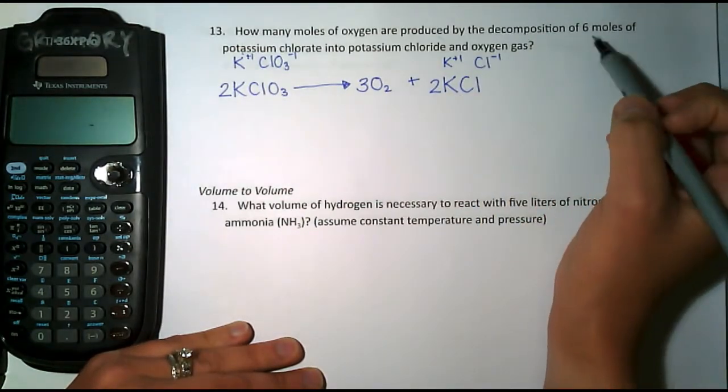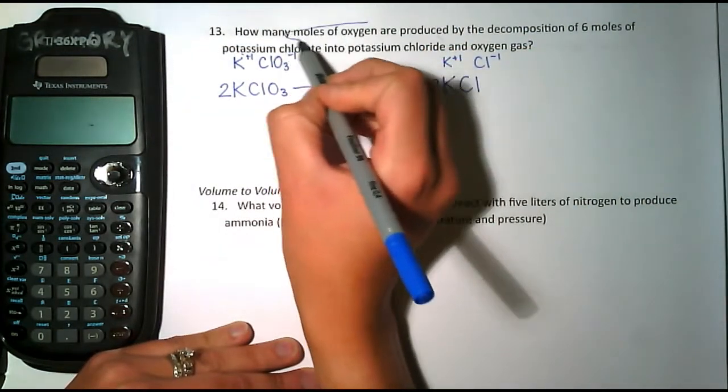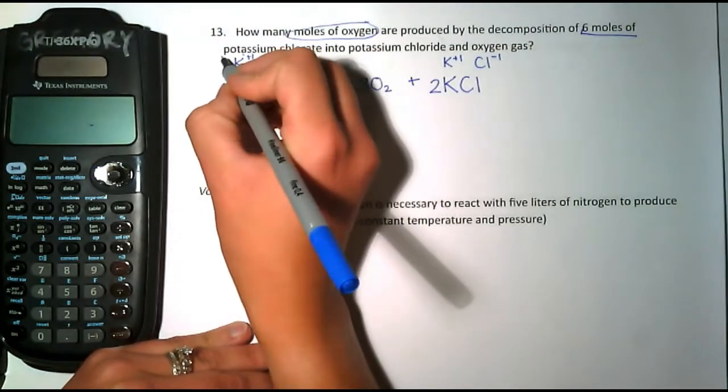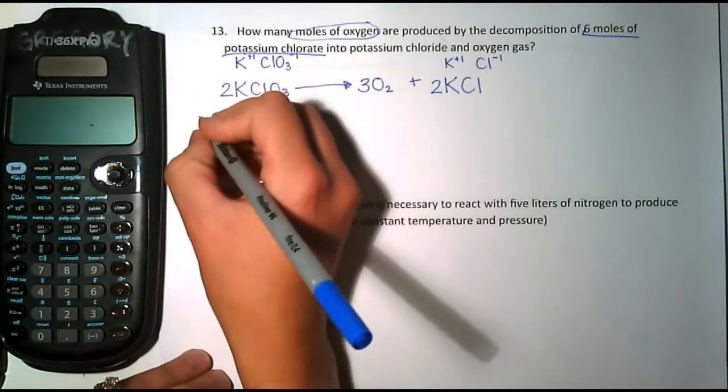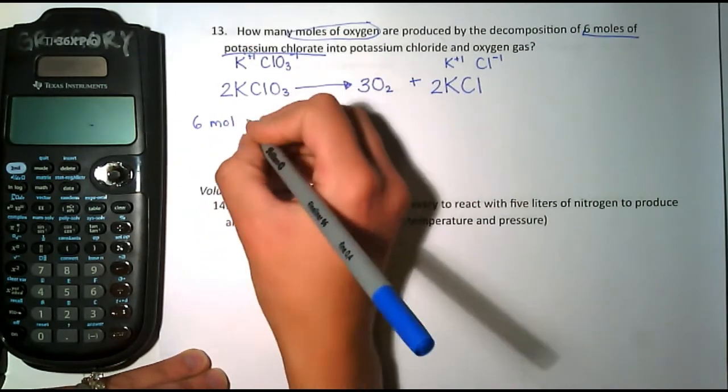So let's write down our given value. So we have how many moles of oxygen, so this is what we're trying to find, are produced by the decomposition of 6 moles of potassium chlorate. So 6 moles potassium chlorate, KClO3.